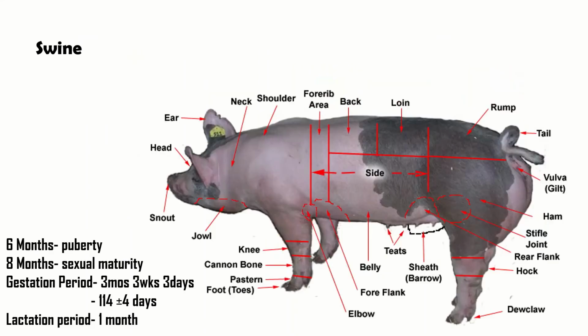Okay. Next is the swine. Swine attain sexual maturity at 8 months and its gestation period lasts for 114 days, plus or minus 4 days, or 3 months, 3 weeks, and 3 days. So, napakadaling tandaan, di ba? 3 months, 3 weeks, 3 days ang pregnancy period ng swine. Lactation period naman nila ay 1 month.